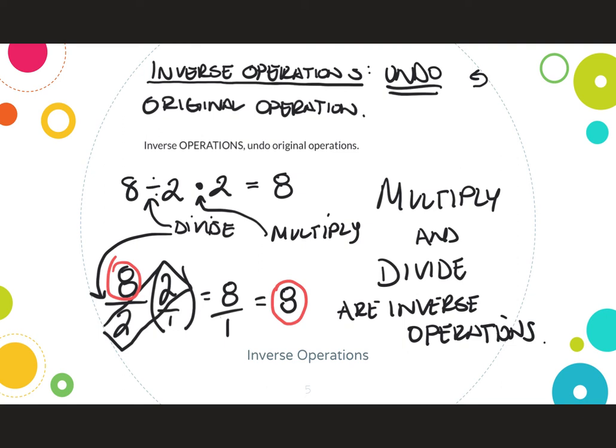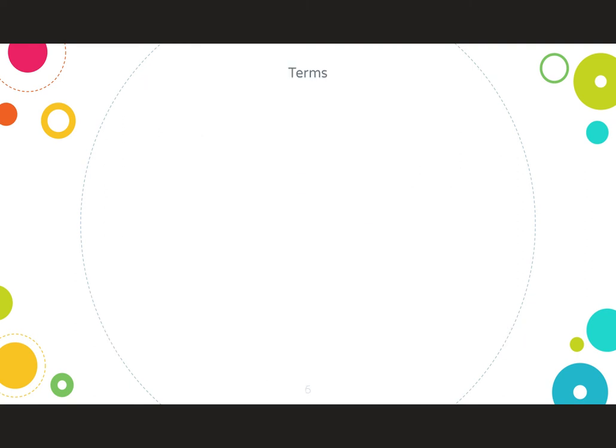So, in order to do that effectively, we've got to make sure that we're in a simplified form. So we're going to start talking about terms, and subsequently how to combine like terms.